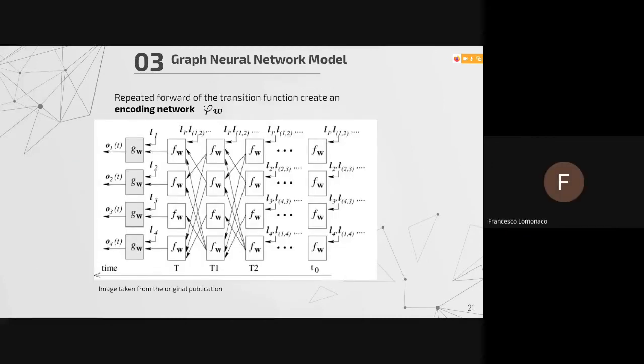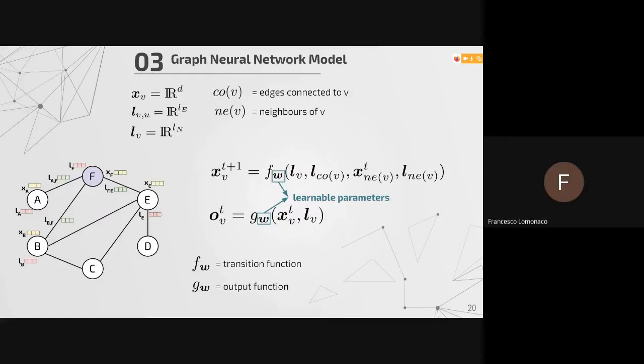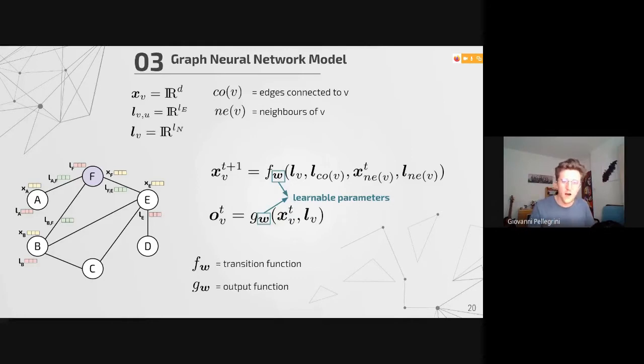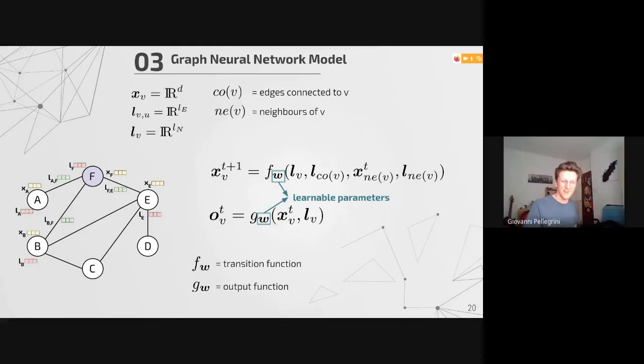Sorry, Giovanni, I have another question. In T0, does xv correspond to the node feature? We will come to that. Okay, thank you. No spoiler, don't worry. That's why you will understand better what X means when we go to the training phase.